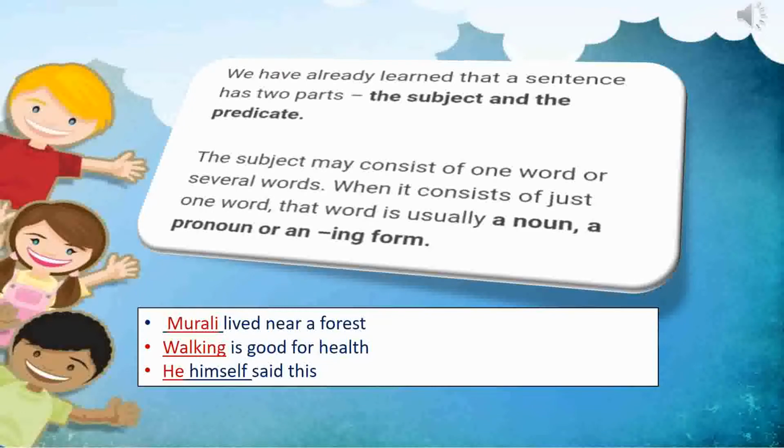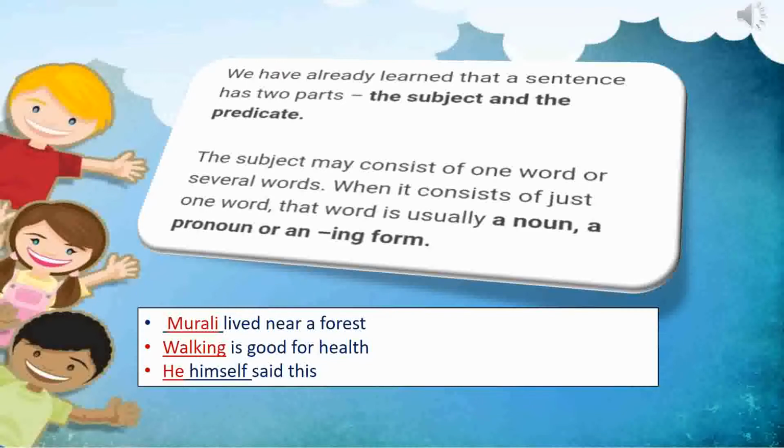So what is told here is, when the subject is given as a single word, usually this single word can be either a noun or a pronoun or even an ing form. Let us see through these following examples, it will be clear here. First one, Murali lived near a forest. Here the subject, a single word, Murali. It is a noun. So the subject is given here as a noun of a person.